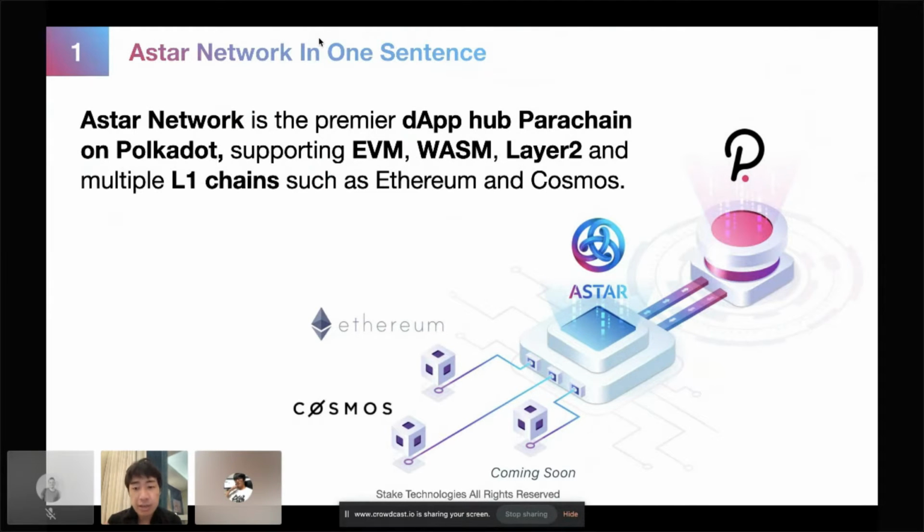So this is a diagram. Astar Network is going to be a parachain of Polkadot in the coming months, once Polkadot supports parachain auctions. We're going to join from the first auction until we win. And we are also making bridges between Ethereum, Cosmos, and other blockchains.